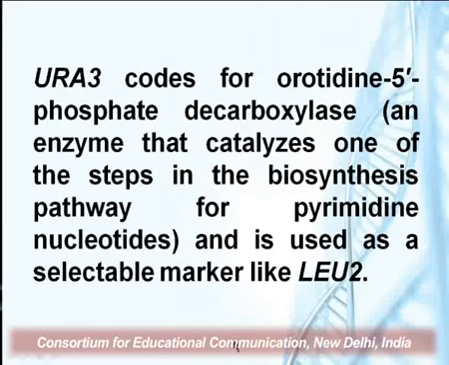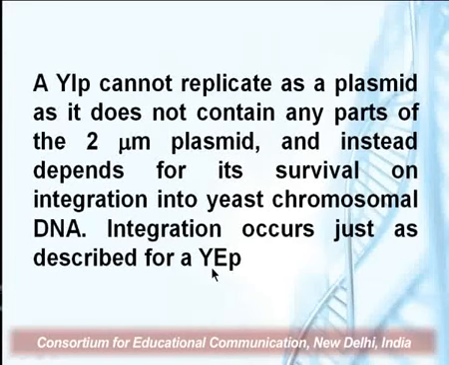Now, URA3 codes for orotidine phosphate decarboxylase, an enzyme that catalyzes one of the steps in the biosynthesis pathway for pyrimidine nucleotides and is used as a selectable marker just like LEU2. So, just like LEU2, this marker is again for the synthesis of a particular nucleotide. So, for this pyrimidine nucleotide synthesis, if you do not provide it in the medium, then only the transformants can grow. So, URA3 is used for the selection of these particular recombinant plasmids.